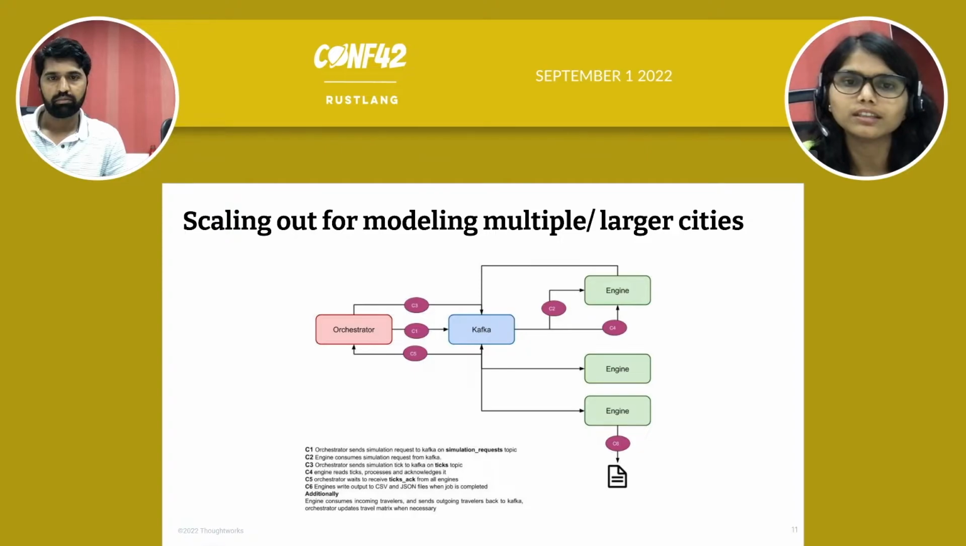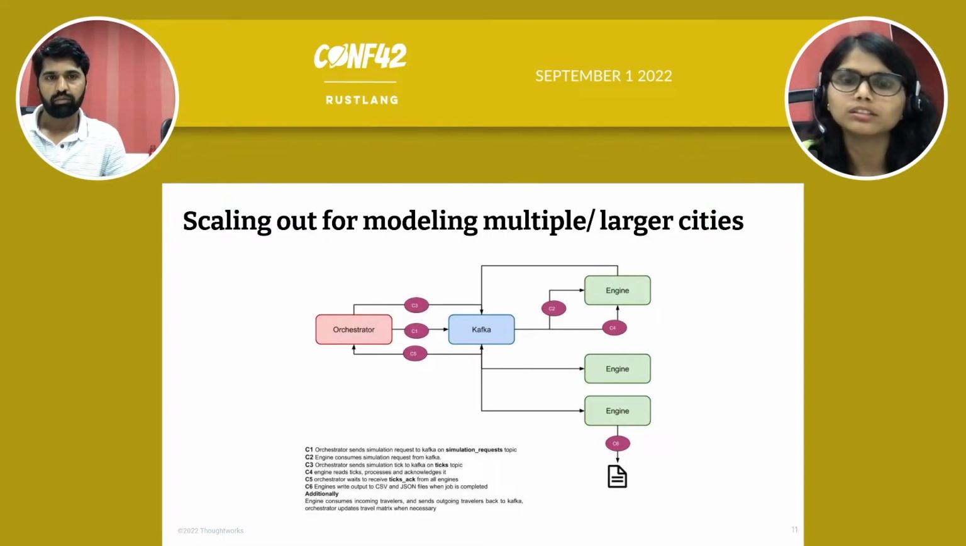So what we did is we segregated those smaller areas into different engines. Each engine will have its own specifications. It will run its simulation, and that way you can run it in distributed mode, which allows us to use the compute resources efficiently and solves our domain problem as well.